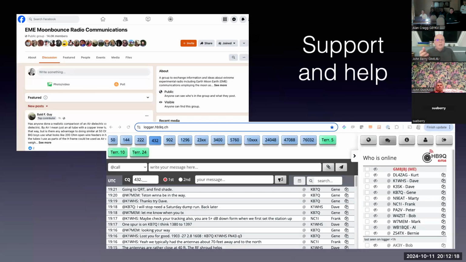There's plenty of support. I did say that we're not without the support. There's plenty of people in the EME world who are keen to help. The first thing is probably the hb9q.ch, and there's lots of people there. You'll see the sort of back chat that's going on. Thanks, good try. Try that. We'll try that later. And then, of course, the Facebook group, EME Moonbounce Radio Communications. So there's plenty of support, and you will see a lot of people's kit. People are very keen on showing their kit, and it's really quite a good idea, particularly when it comes to amplifiers and the likes. You can start to see what people are using, which is great.